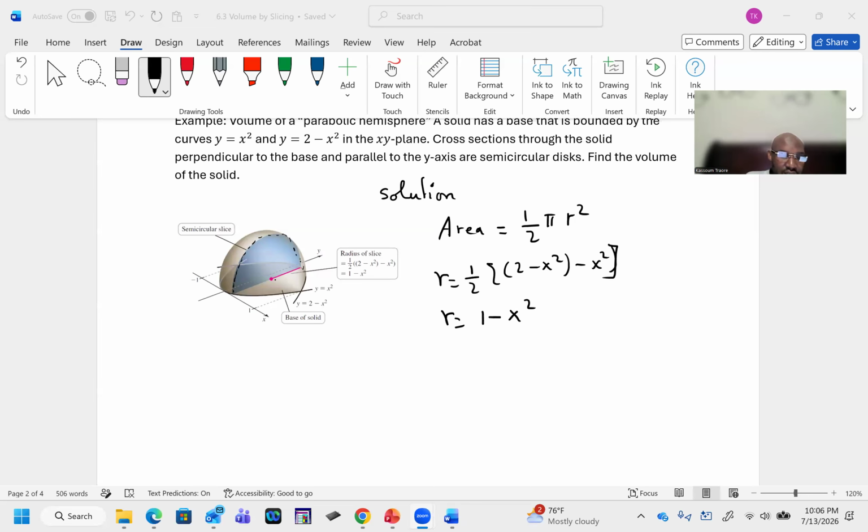So again, don't forget, the key observation is that this radius is 1/2 of the distance between the upper bounding curve, which is y is equal to 2 minus x squared, and the lower bounding curve, which is x squared. So that's why the radius is 1 minus x squared if you solve this one. So this means the area A(x) will be what? 1/2 pi r squared. So our r is 1 minus x squared, to the square.